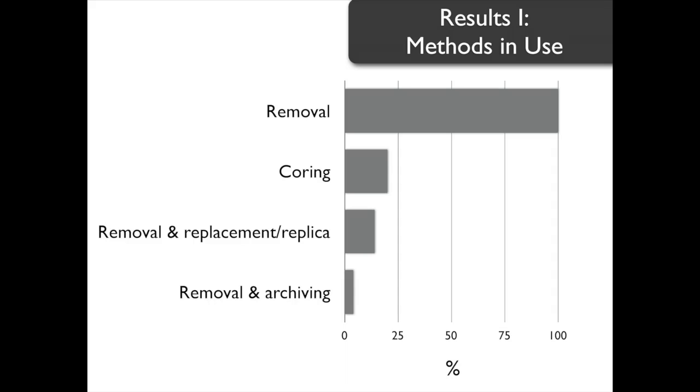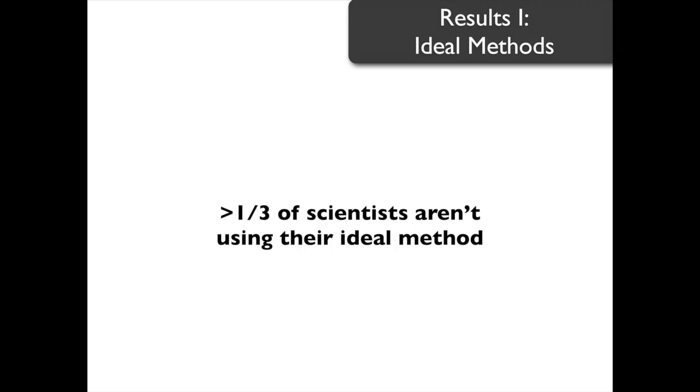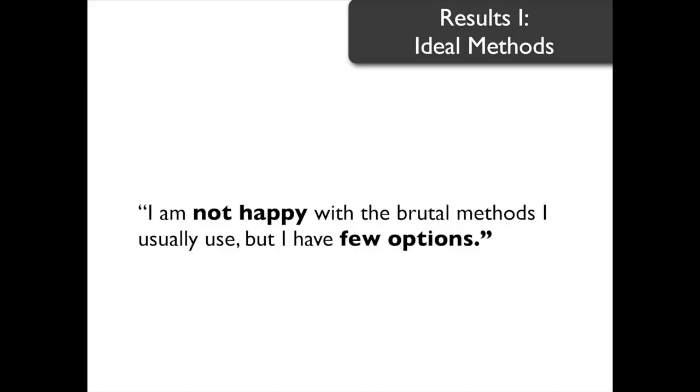Okay. And then like I told you about that question I snuck in there, right? More than 1/3 of scientists aren't using their ideal method. So people are actually really frustrated with the way that this sampling is done. This is just one example of a quote: I'm not happy with the brutal methods I usually use, but I have a few options. So there's clearly an issue here.